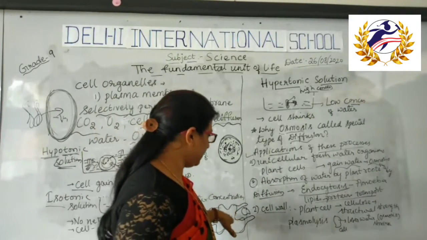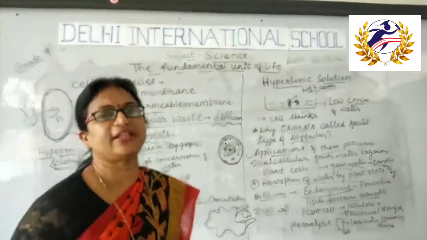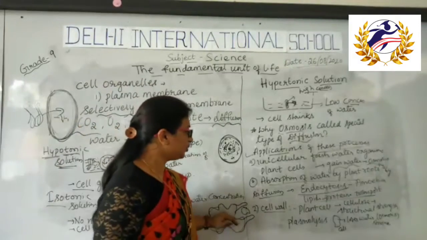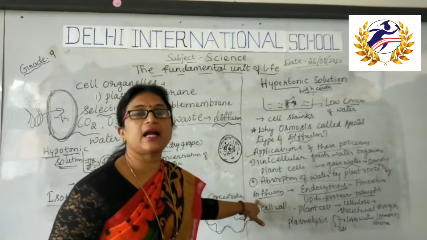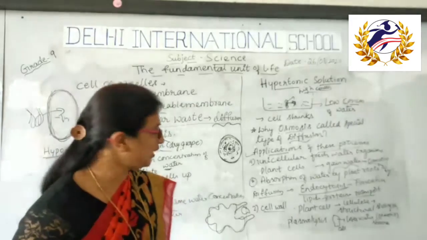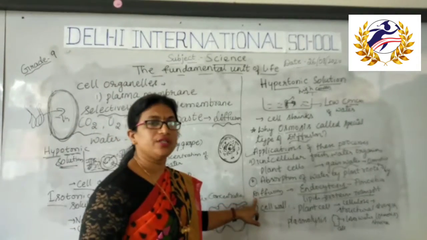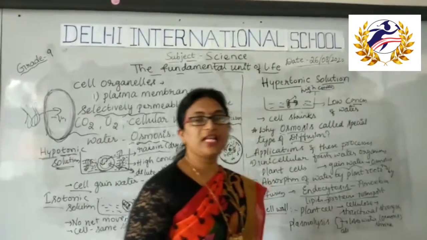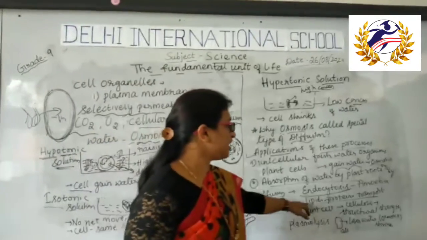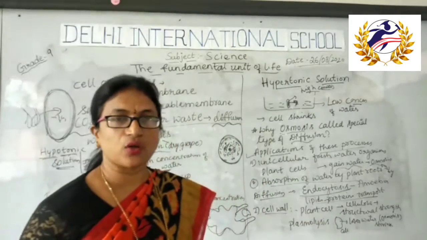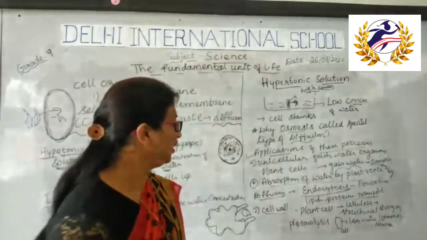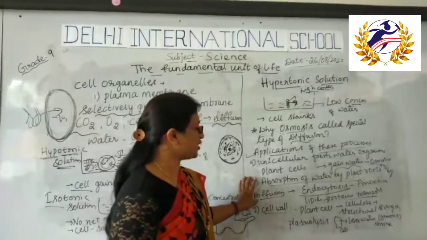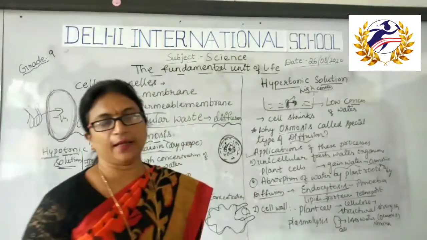So, this process is called endocytosis, that is engulfing inside. This process takes place through diffusion. And also, the transport of lipids and protein molecules in the animal cell or a plant cell takes place through diffusion. So, these are the applications or advantages of diffusion.